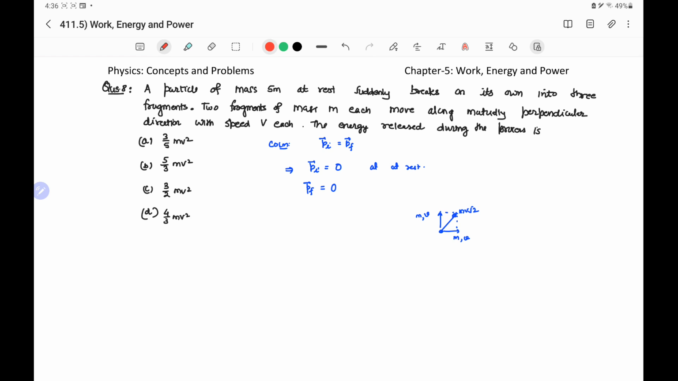So to have zero momentum as the final momentum, the third fragment will have a momentum also equal to mv√2 in magnitude but in the opposite direction. Therefore, for the third fragment, momentum is mv√2 and it must be equal to the mass, which is 3m as the total mass is 5m, times its velocity, suppose capital V. Therefore, the velocity of the third fragment will be mv√2 by 3m, and m and m get cancelled. So it is v√2 by 3.